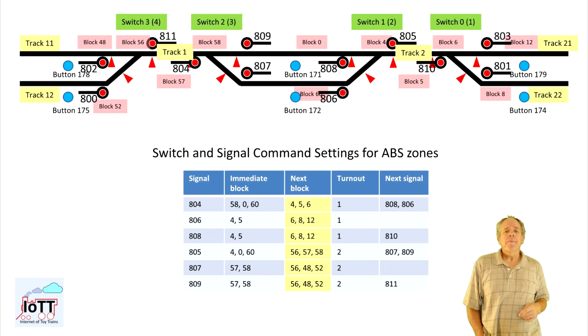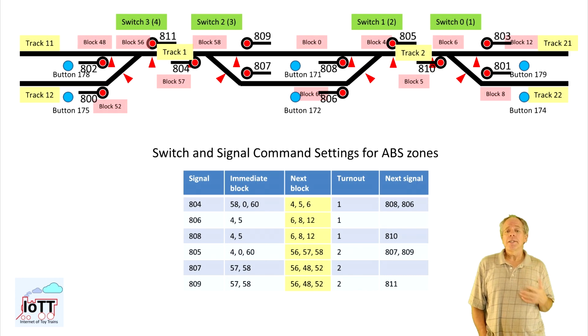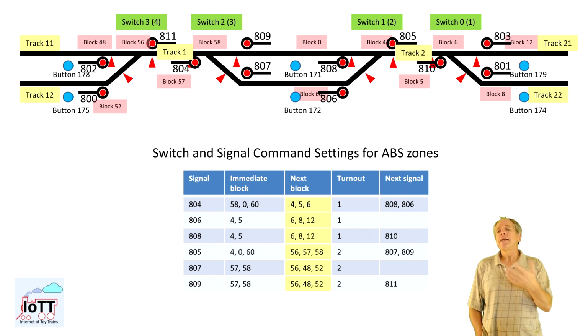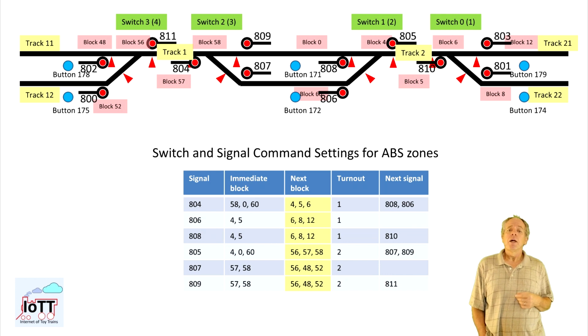This table here shows what blocks and turnouts need to be considered to calculate the aspects of each ABS signal for my application. For example, signal 804's immediate block is 58 combined with block 0 or 60 depending on the turnout position, but never both at the same time. Furthermore, turnout 1 needs to be considered, as well as, depending on the position of turnout 1, the occupancy status of blocks 4 and 5, and so on.